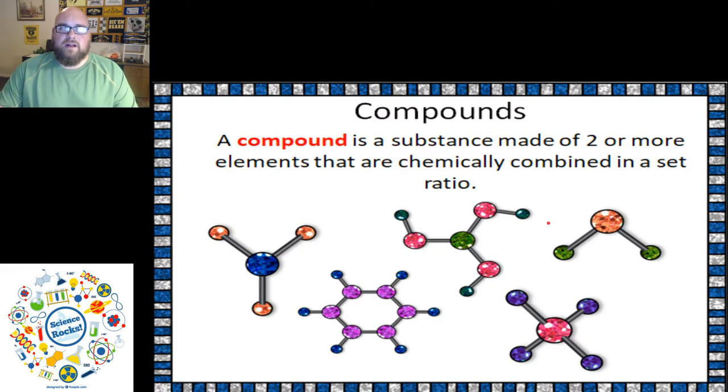So with that review of elements, let's go ahead and move on and talk about compounds. Compounds are just substances that are made up of 2 or more atoms or elements that are chemically combined in a set ratio. So some of the examples we see here, we see that there is one type of atom here with 3 similarly typed atoms connected to that central.